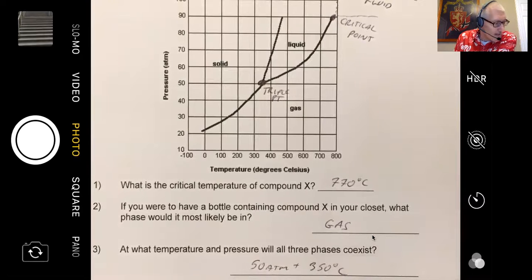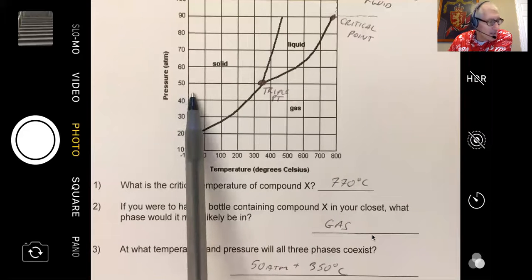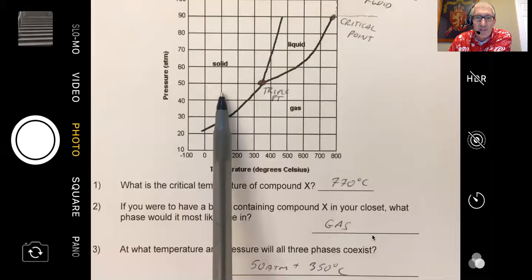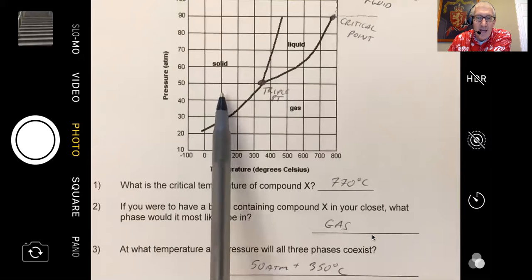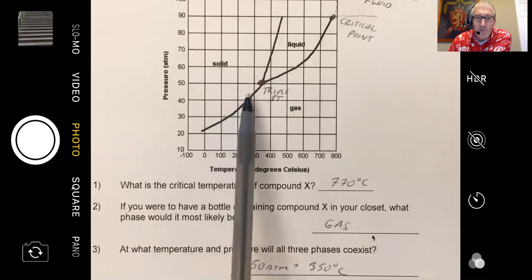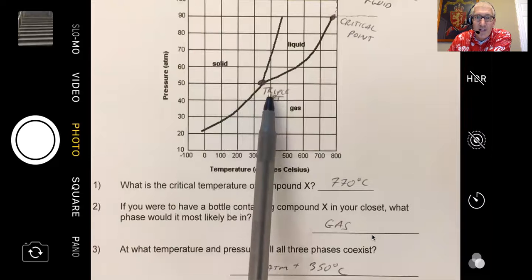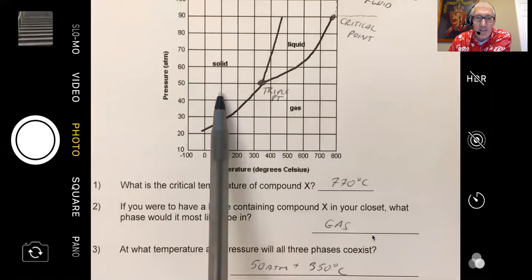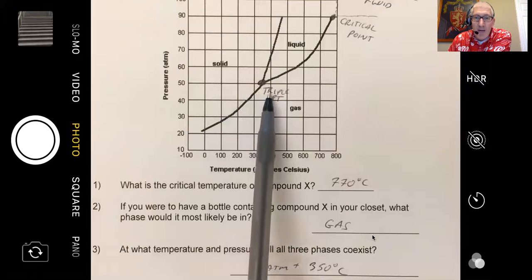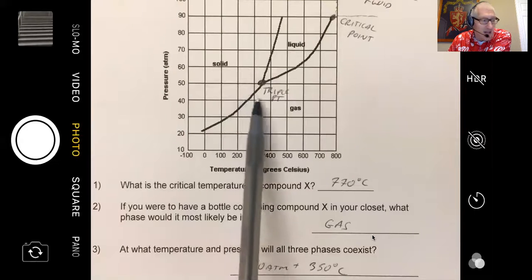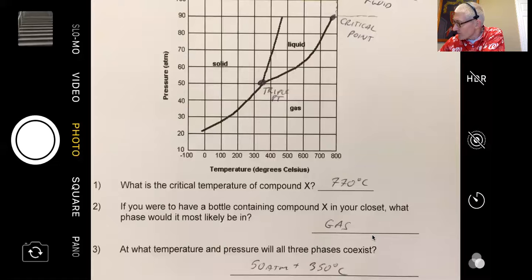All right. If I have a bottle of compound X at a pressure of 45 atmospheres and a temperature of 100 degrees Celsius, so I'm starting out at 100 degrees Celsius, which is right here, and I'm at 45 atmospheres, and I heat it all the way up to 400 degrees Celsius. It doesn't say anything about changing the pressure, so I have to stay at 45 all the way across. As I go from 100 to 400, I'm going straight from a solid state into a gaseous state. And so that is called sublimation.